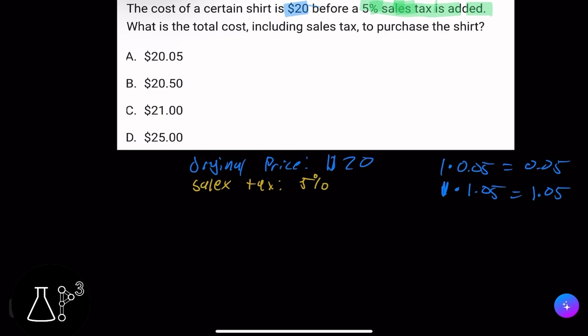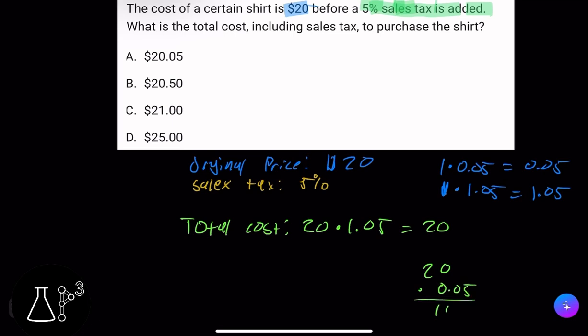As we can see, if I multiply 20 times 0.05, I'm going to get a value that is obviously less than 20. And as we can see with all the answer choices, all of them are above 20, therefore we can't do that. So the total cost can be found by multiplying 20 with 1.05. So we'll get 20, and then we want to figure out what 20 multiplied by 0.05 equals. It's going to be 1. So 20 plus 1 equals 21, and our answer is C.